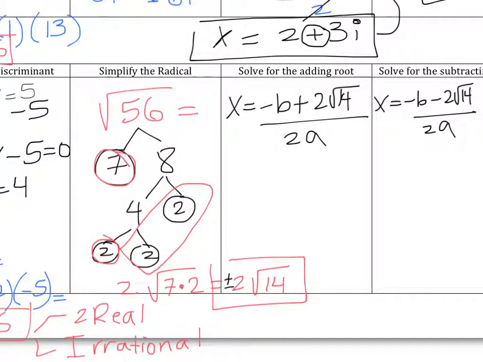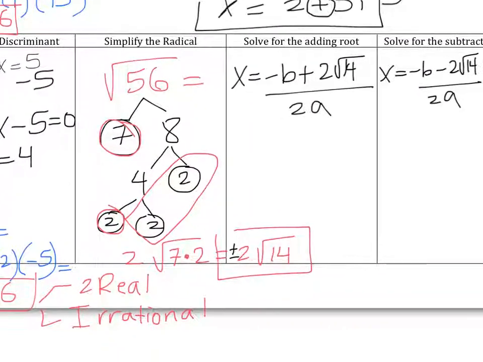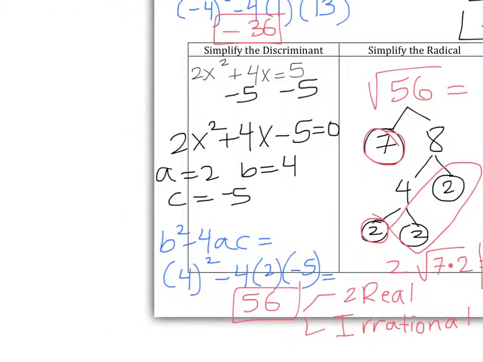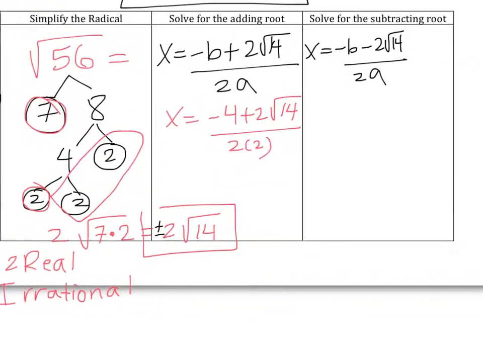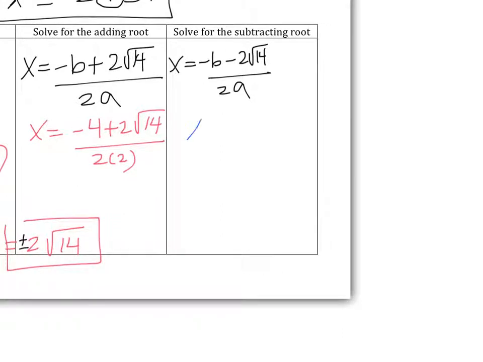So let's go back and see what b and a were. So b is 4 and a is 2. So x is equal to negative 4 plus 2 square root of 14 over 2 times 2, since a was 2. Let me double check. Yeah. So the final answer is going to be x equals negative 4 plus 2 square root of 14 over 2 times 2, which is 4.